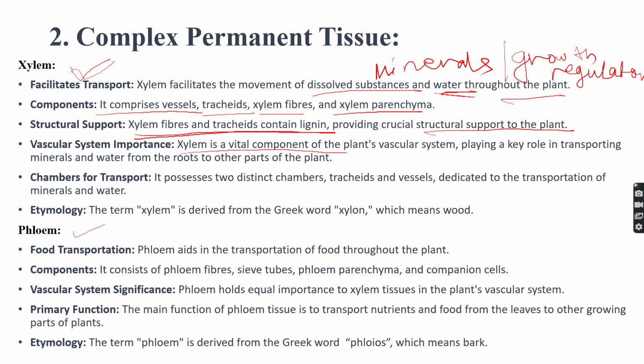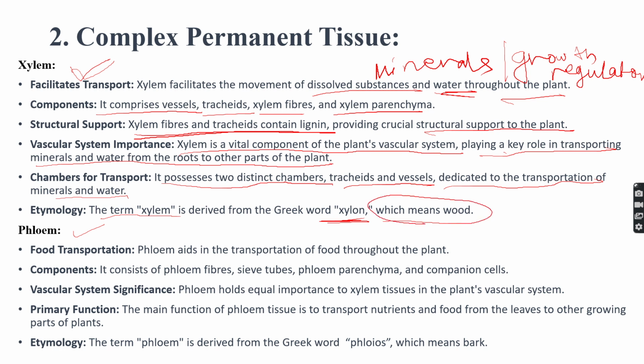Xylem is a vital component in the plant's vascular system, playing a key role in transporting minerals and water from roots to the other parts of the plant. It possesses two distinct conducting elements, tracheids and vessels, dedicated to the transportation of minerals and water. The term xylem comes from the Greek word xylon, which means wood.